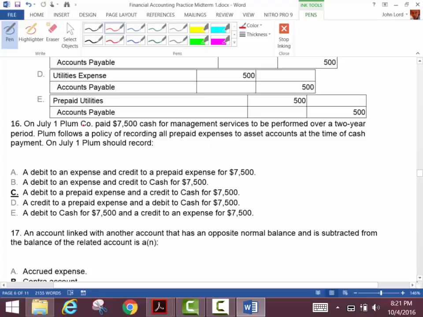Okay, on July 1st, Plum Company paid $7,500 cash for management services to be performed over a 2-year period. Plum follows a policy of recording all prepaid expenses to an asset account at the time of the cash payment. Well, of course. I mean, what else would you do? Just sit back and not make a journal entry when you pay cash? You got to make a journal entry, right? And since it's going to be a prepaid asset, you have to debit the asset, right? Okay. And so what should you do? Debit prepaid expense, credit the cash.